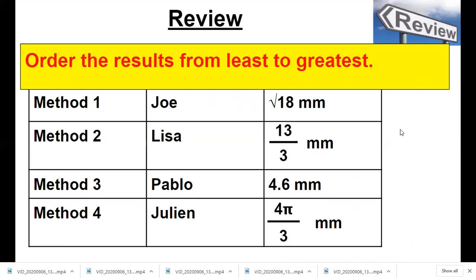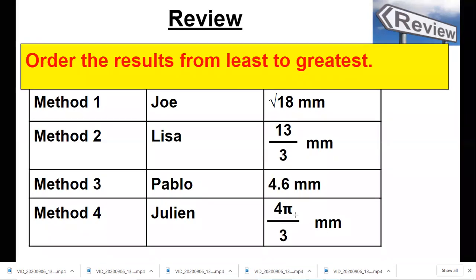We're going to order the results from least to greatest. So how are we going to do that? Well, we have to get them all into decimal equivalents. We have one that's already a decimal, that one is right here. That one we won't have to change into a decimal because it's already a decimal, so that's one less we have to do extra work on. So let's begin.